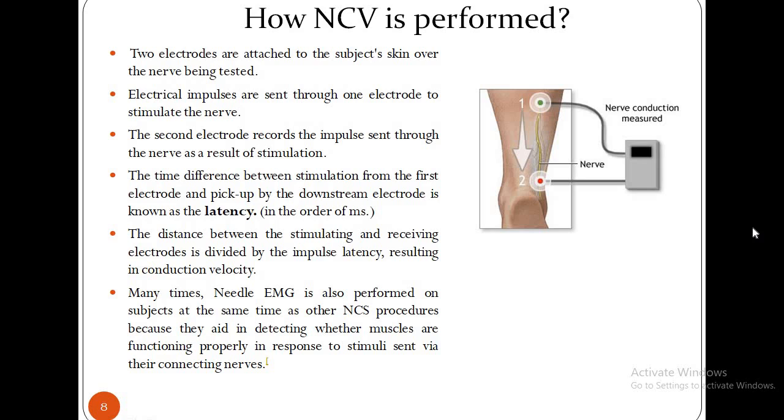Many times, EMG is also performed on subjects at the same time as other NCS procedures because they aid in detecting whether muscles are functioning properly in response to the stimuli sent via their connecting nerves.